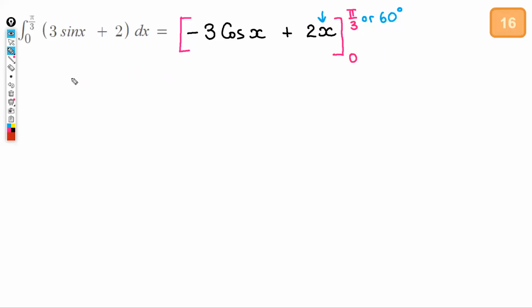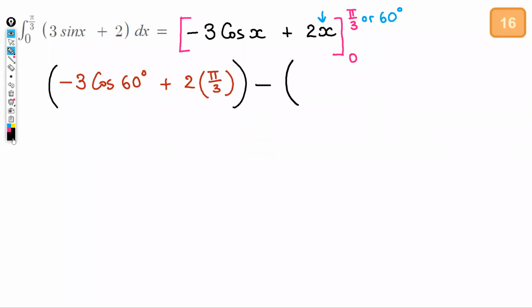The top value first. You have minus 3 cosine. Now I'm going to put 60 degrees here because I need the degrees there. Plus 2. And I have to replace this x with pi on 3. So that goes in the first pair of brackets. Minus, bring back my brackets here, minus 3 cosine 0. Well, 0 in radians is 0 or 0 degrees, right? So this one here is easy. Plus 2, and you replace the x with 0.